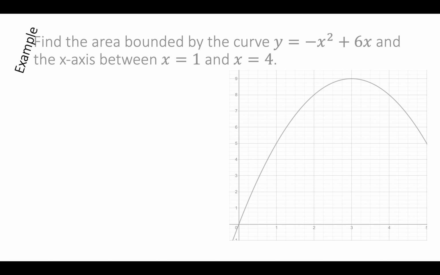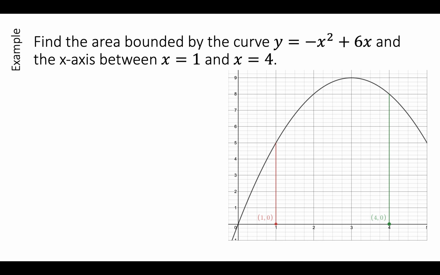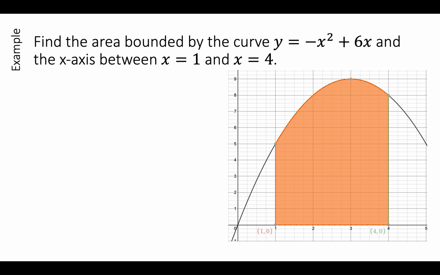Let's see an example. Find the area bounded by the curve y equals minus x squared plus 6x and the x-axis between x equals 1 and x equals 4. So this is this area here, between x equals 1 and x equals 4.